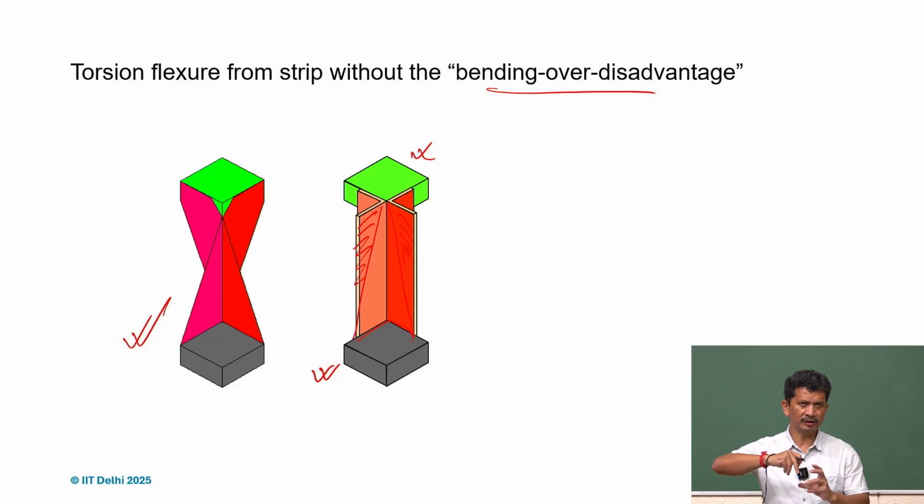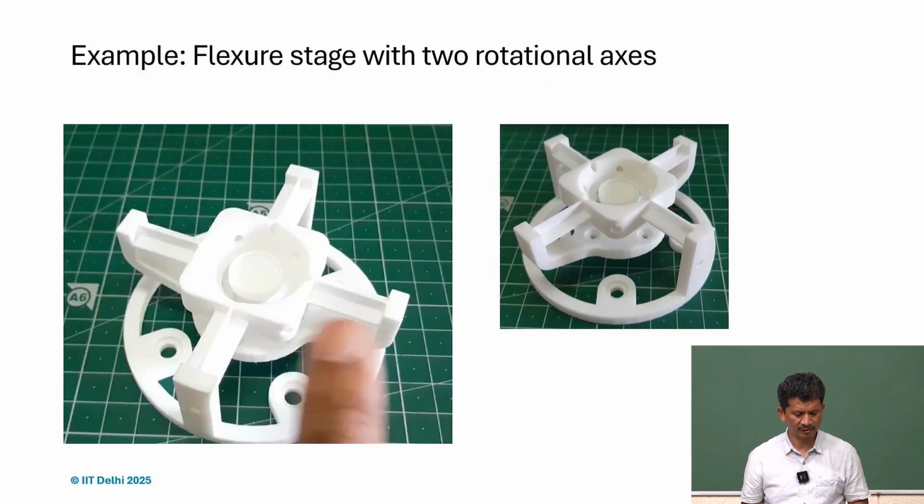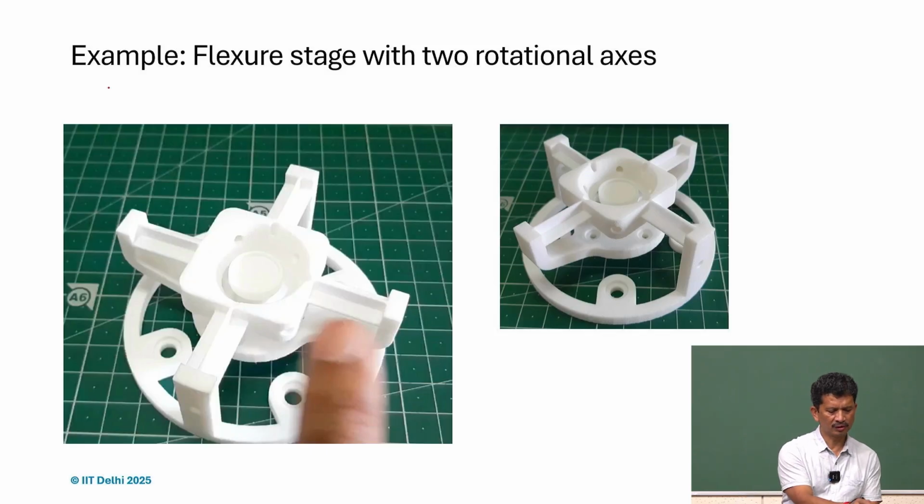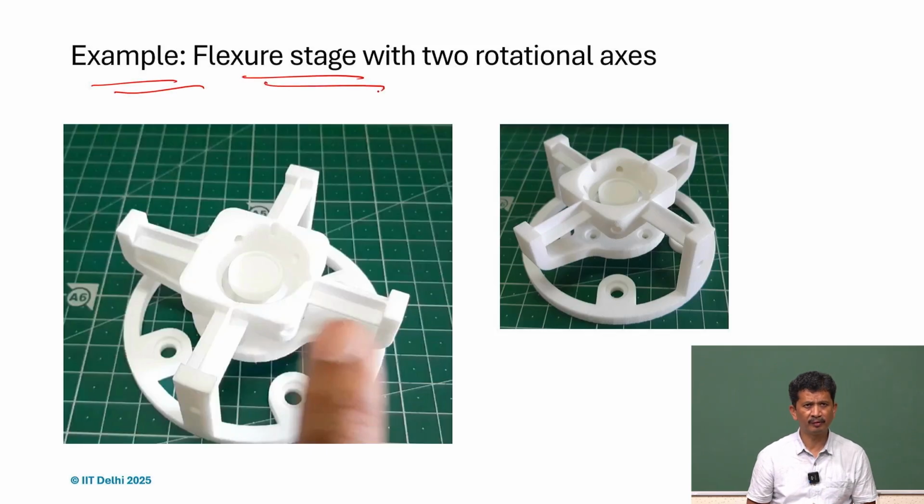So if we try to twist, since it's symmetric, of course after some time the stiffness will be very high, so one may not be able to twist it further, but the bending can be avoided. So again, very good implementation of the concept, and it can be used as a hinge. And again, this is one example, and we developed a flexure stage with two rotational axes.